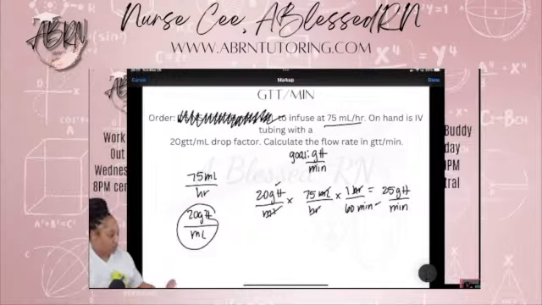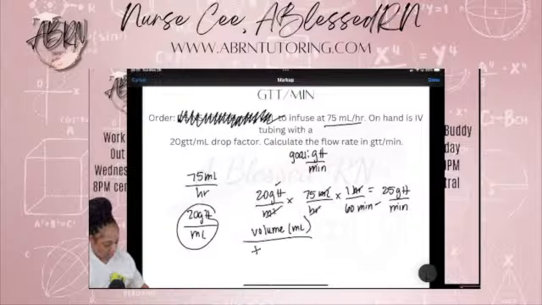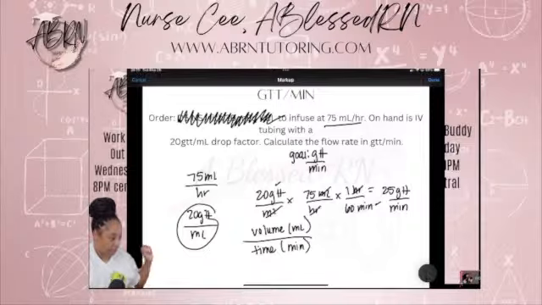Okay. So, formula. The formula is volume, which is milliliter over time, but it has to be in minutes. So you'll have to put 75 milliliters over 60 minutes. Because if you put 1 hour at the bottom, you would get it wrong. So that's my deal with it. Times your drop factor, which is drops per milliliter.